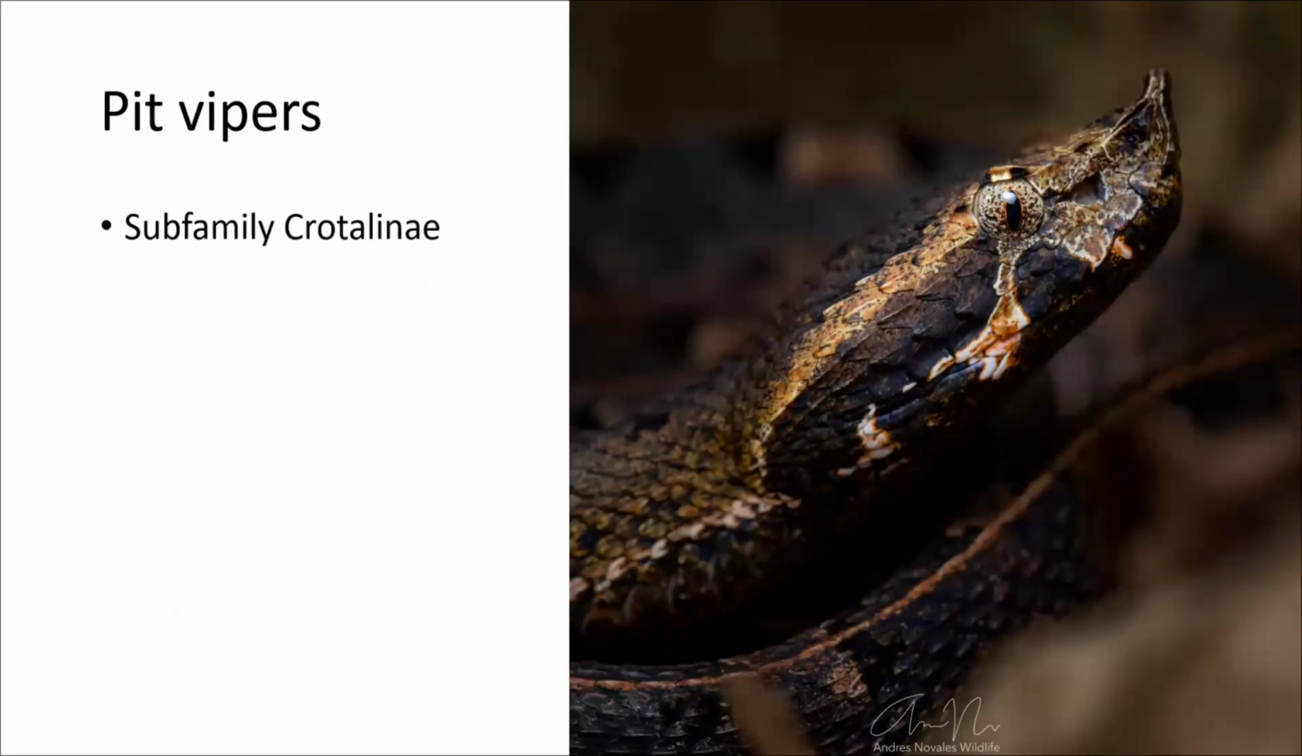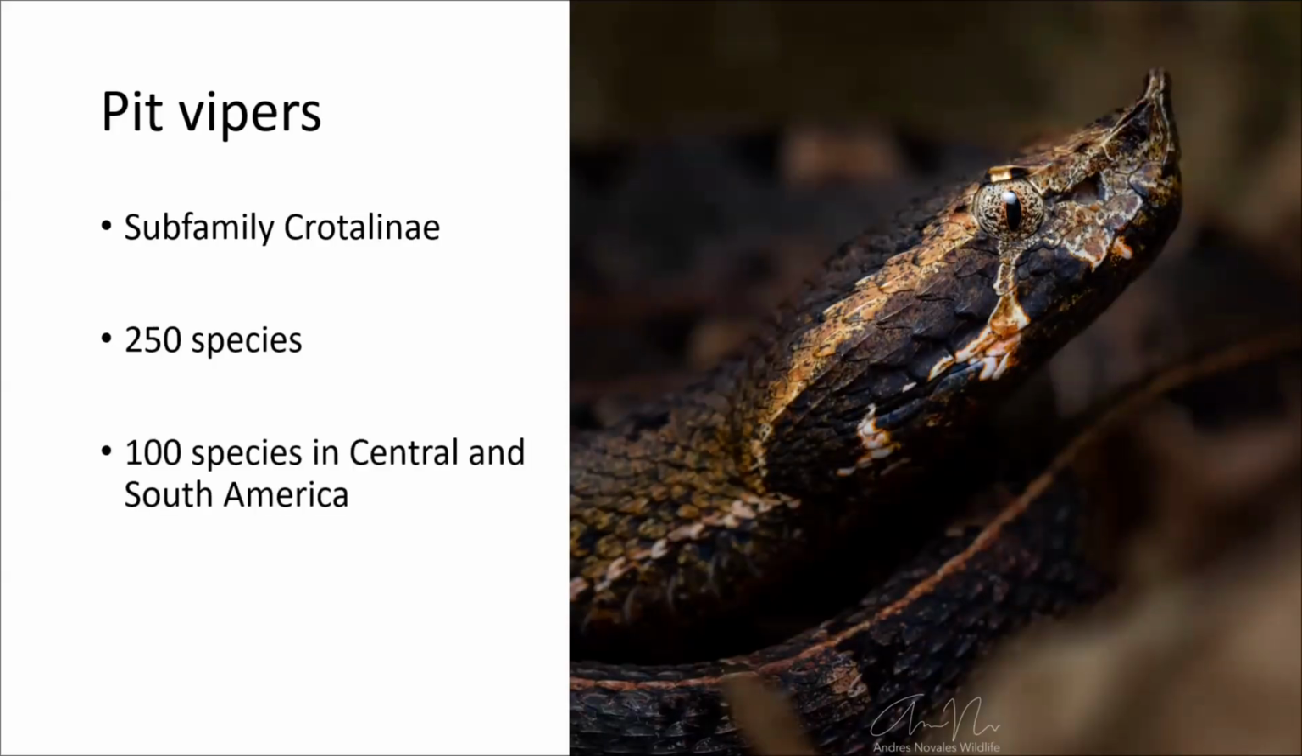So starting very broad, pit vipers are of the subfamily Crotalinae. They're characterized by their loreal pit that's situated between the eye and the nostril. There's around 250 species worldwide, distributed between Asia and the Americas. And within Central and South America, there's roughly 100 species. So a highly diverse region, all of which are venomous.